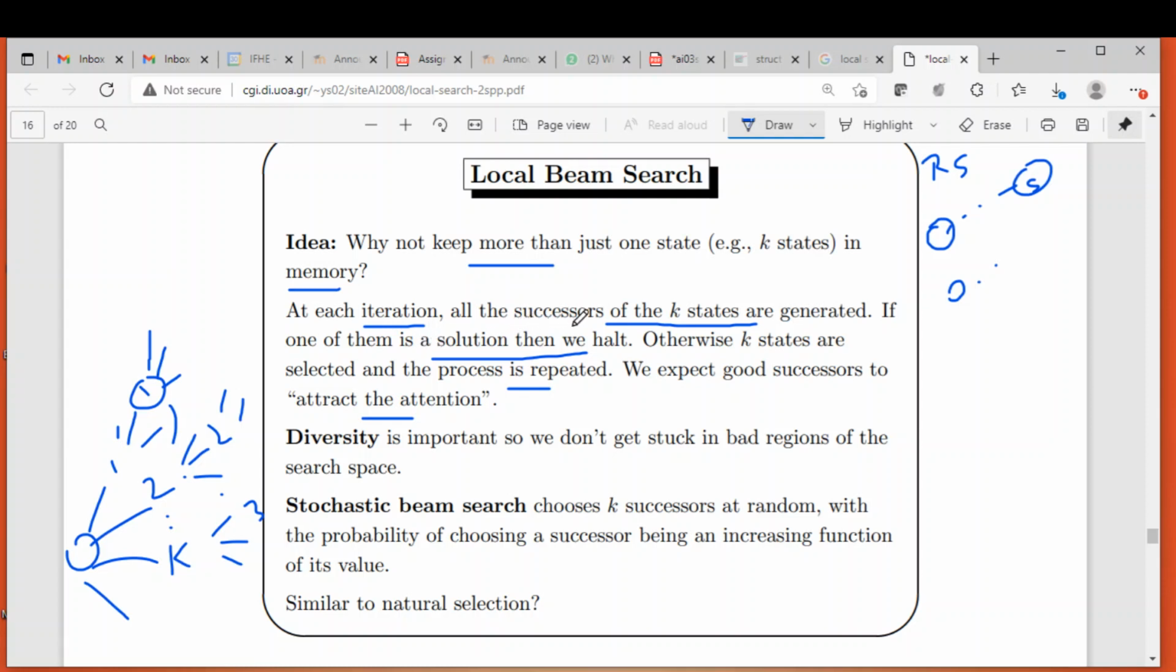At each iteration, all successors of the k states are generated. If one of them is a solution, we halt. Otherwise, k states are selected and the process is repeated. Here diversity is important so we don't get stuck in bad regions of the search space. Actually this algorithm is not diverse, because even though initially we explore more states, most of the worse states are ignored, and the algorithm will just follow one path. So it is not diverse.